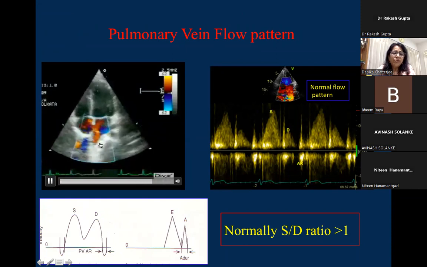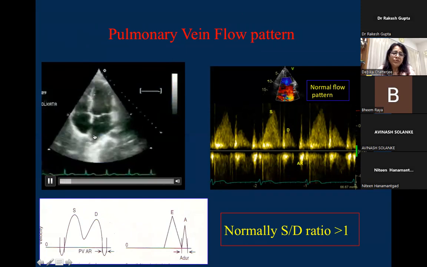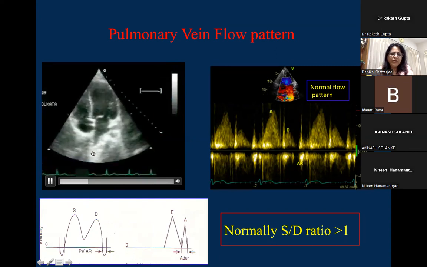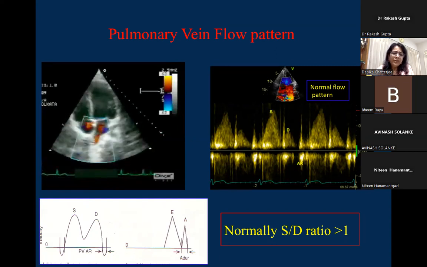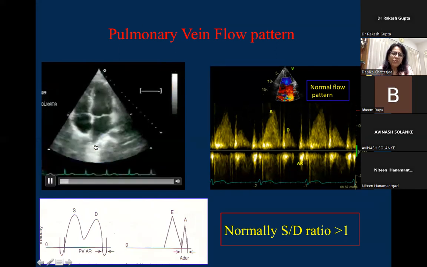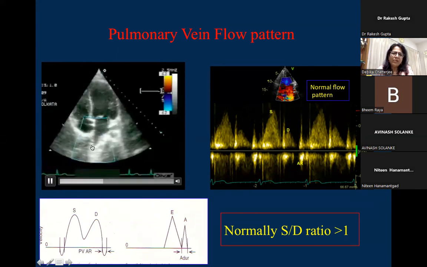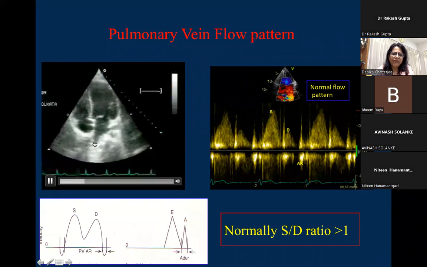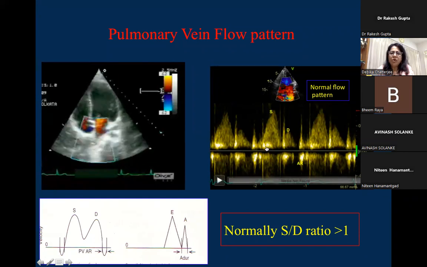Now, you know that pulmonary veins enter into the left atrium. This is the right upper pulmonary vein. It is in the posterior field, so often it is difficult, but with today's high-end machine, most of the machines can give a good picture of the pulmonary veins, at least of the right upper pulmonary vein, where you place the sample volume deep inside the right upper pulmonary vein and get the pulse wave Doppler.